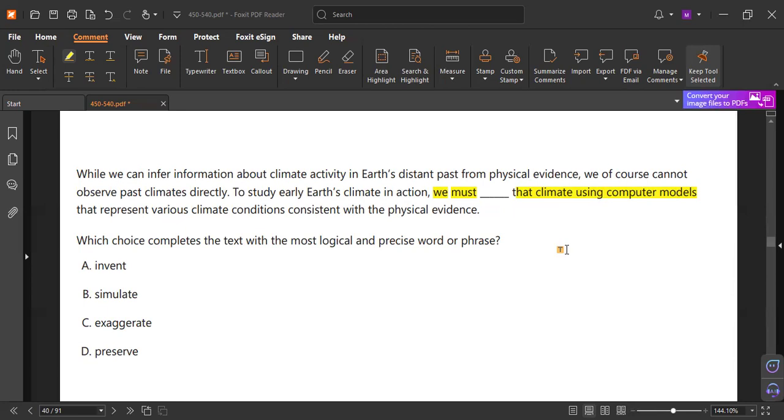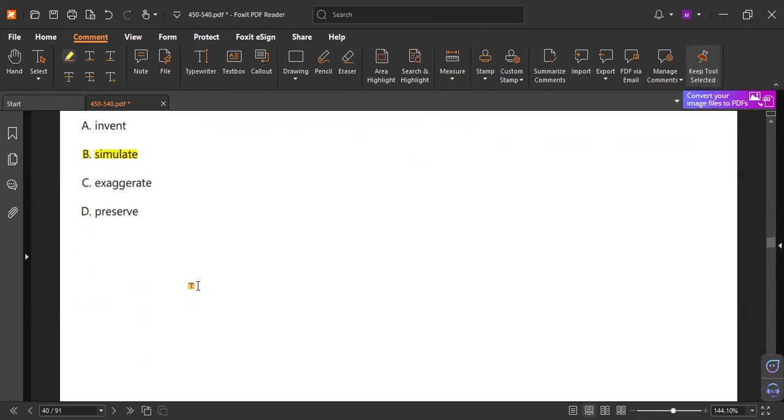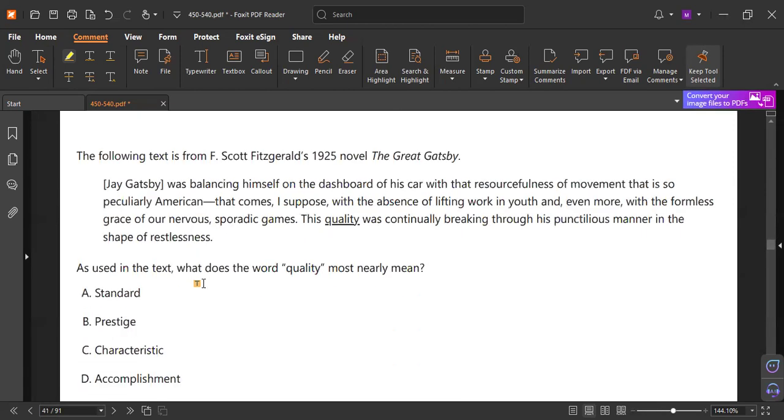Is it B? Letter B is the best answer. Remember, do you know simulate in computer models? It's just like imitating the natural way, to see what's going on, to understand something. That is right, and in the same way, all of the others don't work in the sense. So it must be letter B, right? Next number.